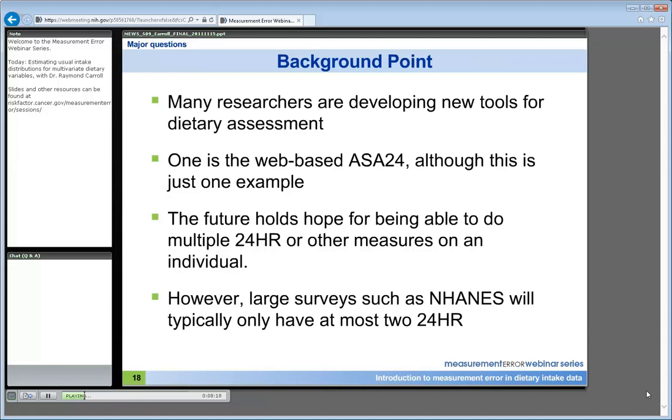I should point out that there's a very exciting thing going on, as many of you know, in developing new tools for dietary assessments. The web-based ASA24 developed at NCI is one example, but it's not the only example. And it's exciting to think that in the future we're going to be able to get multiple 24-hour recalls or multiple other measures on individuals, and that will help us in all sorts of problems in nutrition. But large surveys such as NHANES will typically have at most 2 24-hour recalls. So even in the future we'll still be dealing with this problem.